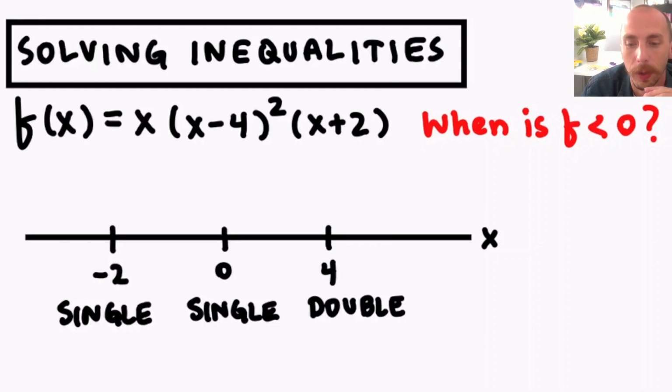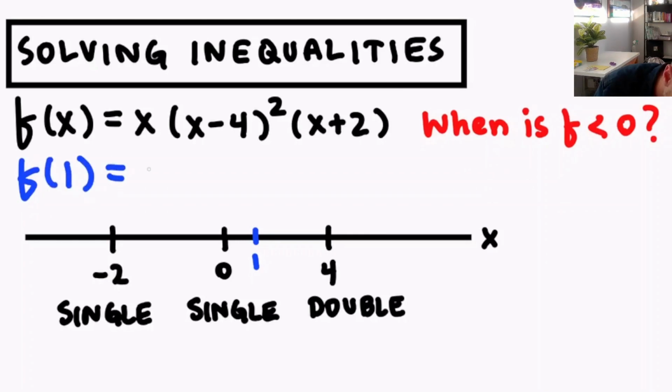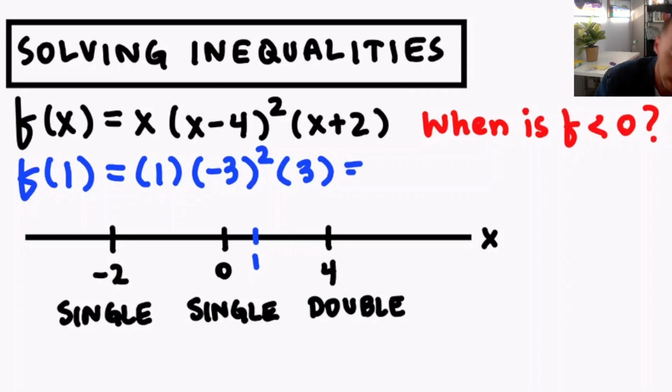So it says in the notebook that a student found that f of 1 is greater than 0. That's what we're doing, testing a value in between each of the zeros. So I'm going to put x equals 1 right there. But I'm going to show you how the student figured out that f of 1 was greater than 0. They plugged in 1 for x, and that's 1, times 1 minus 4 is -3 squared, times 1 plus 2 is 3. I'm not as concerned with the fact that this is equal to 27 as I am with the fact that this is a positive number.